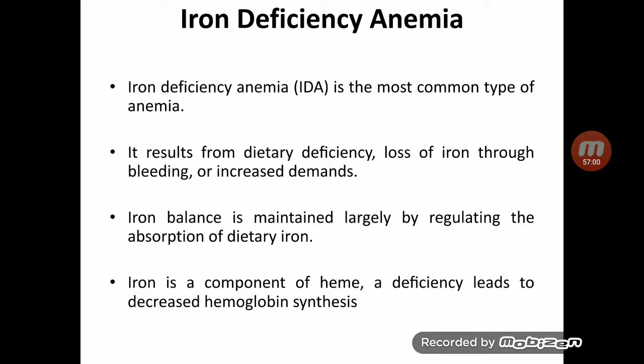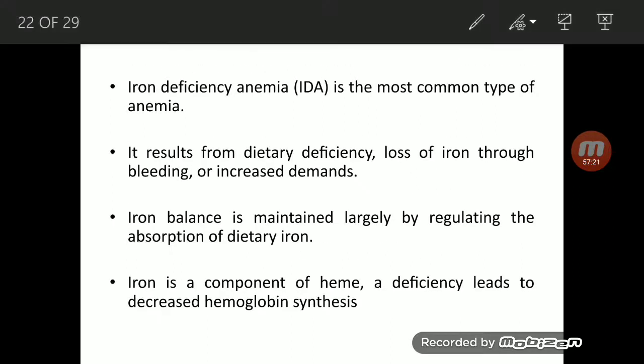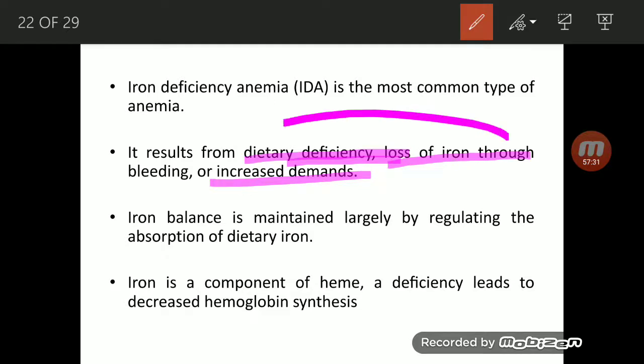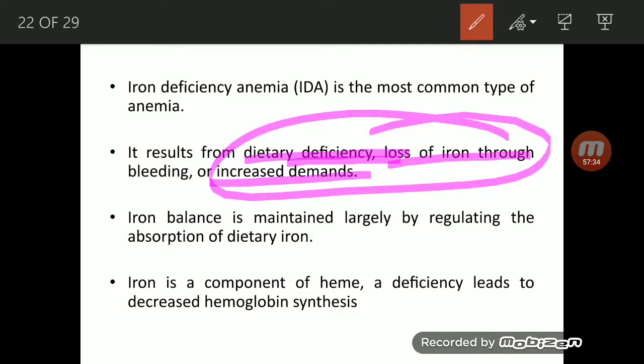Next type of anemia is iron deficiency anemia. Iron deficiency anemia is the most common type of anemia that you generally see throughout the world. It is more common in developing nations than in developed nations, and it results from dietary deficiency. Okay, your iron deficiency anemia, or IDA, is caused by either dietary deficiency, loss of iron through bleeding, or increased demands. Any one out of these three causes can lead to iron deficiency anemia.